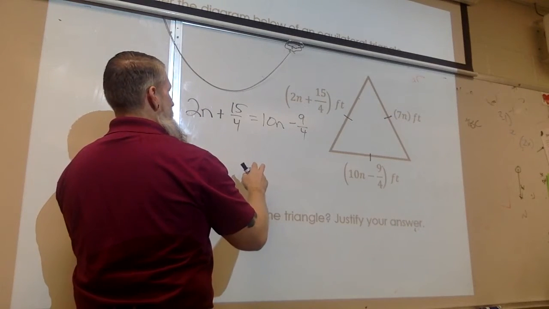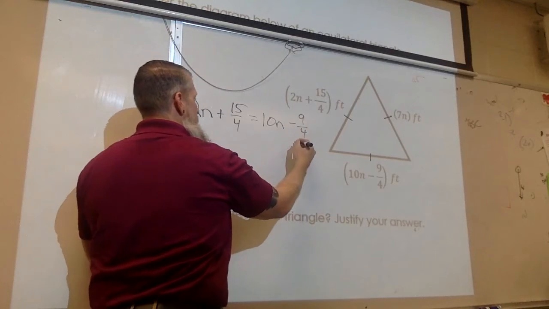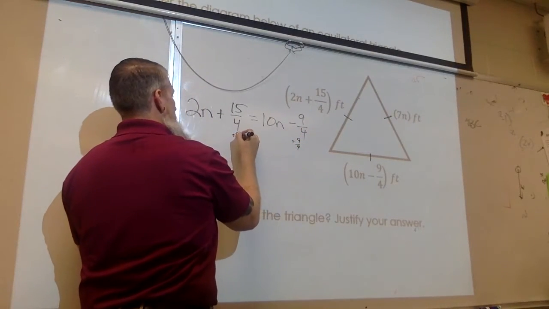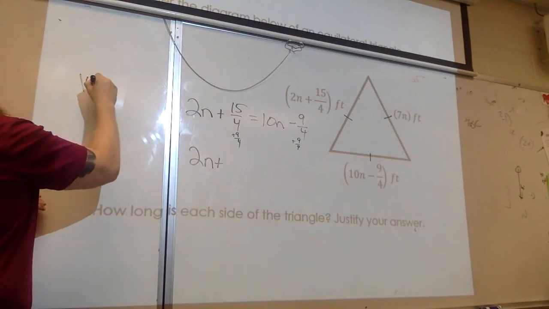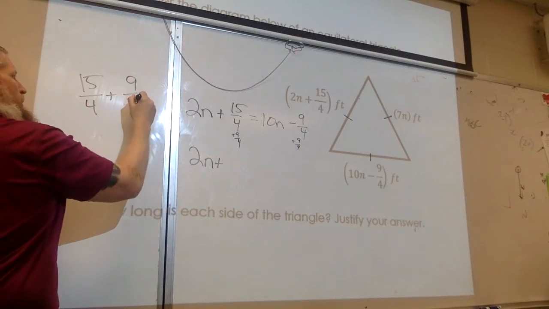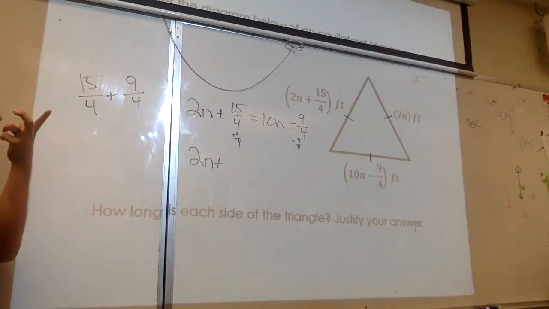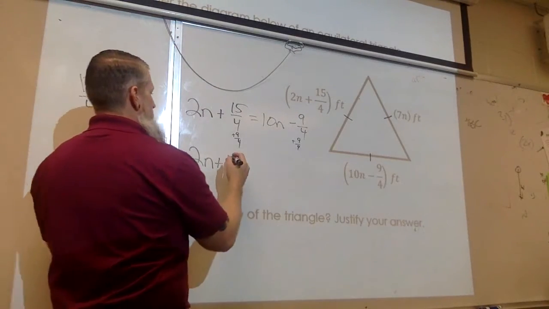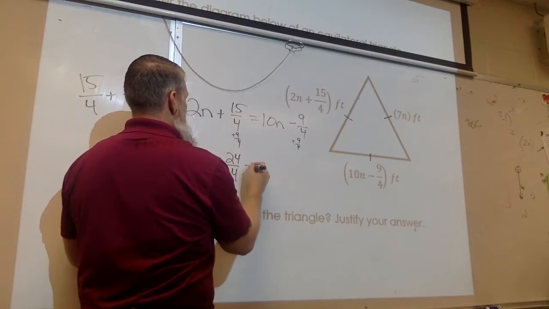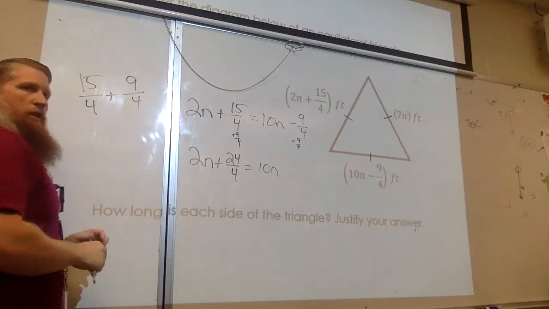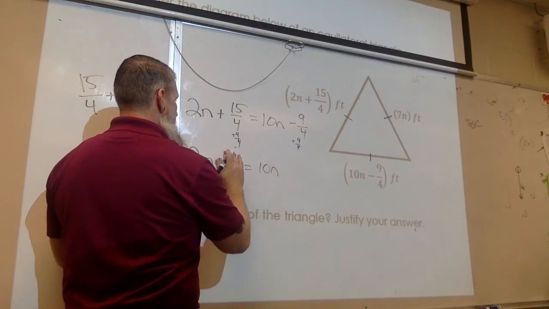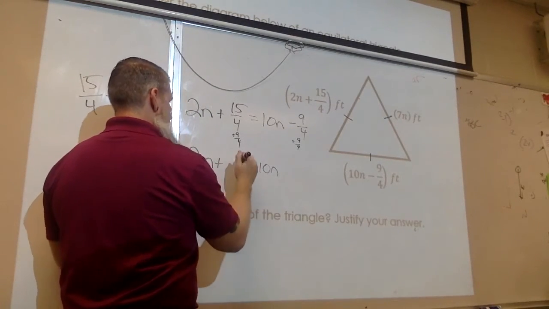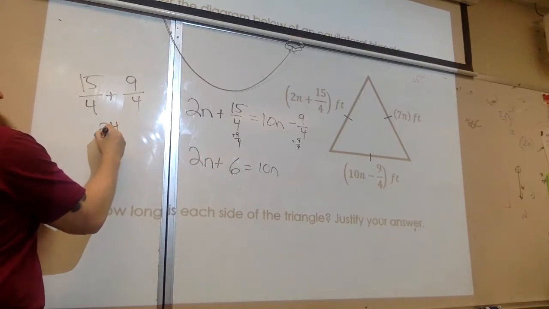So add the 9 over 4. Okay? So here's the thing. When I do 15 over 4 plus 9 over 4, the denominator stays the same, correct? And if I add the top two numbers together, that gives me 24. What's 24 divided by 4? 6. All right, so I can take that out now. So I make that 6, because this is, again, 24 over 4.